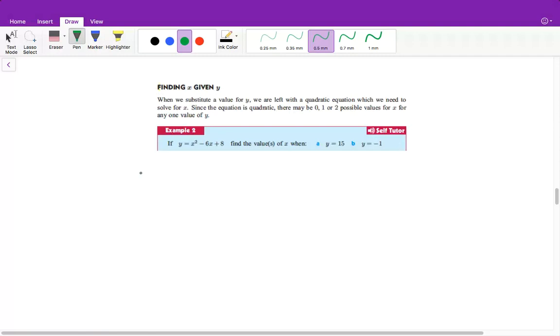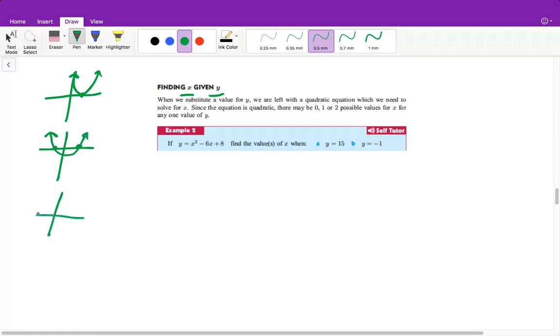All right, the next type of problem is going to be finding x when you're given y. As we've learned before, when we are solving for x, we can get multiple answers. We can get one solution, which we've talked about in class. That means that our graph lies exactly on our x-axis. We can get two solutions, so that tells us our graph is crossing our axis twice.